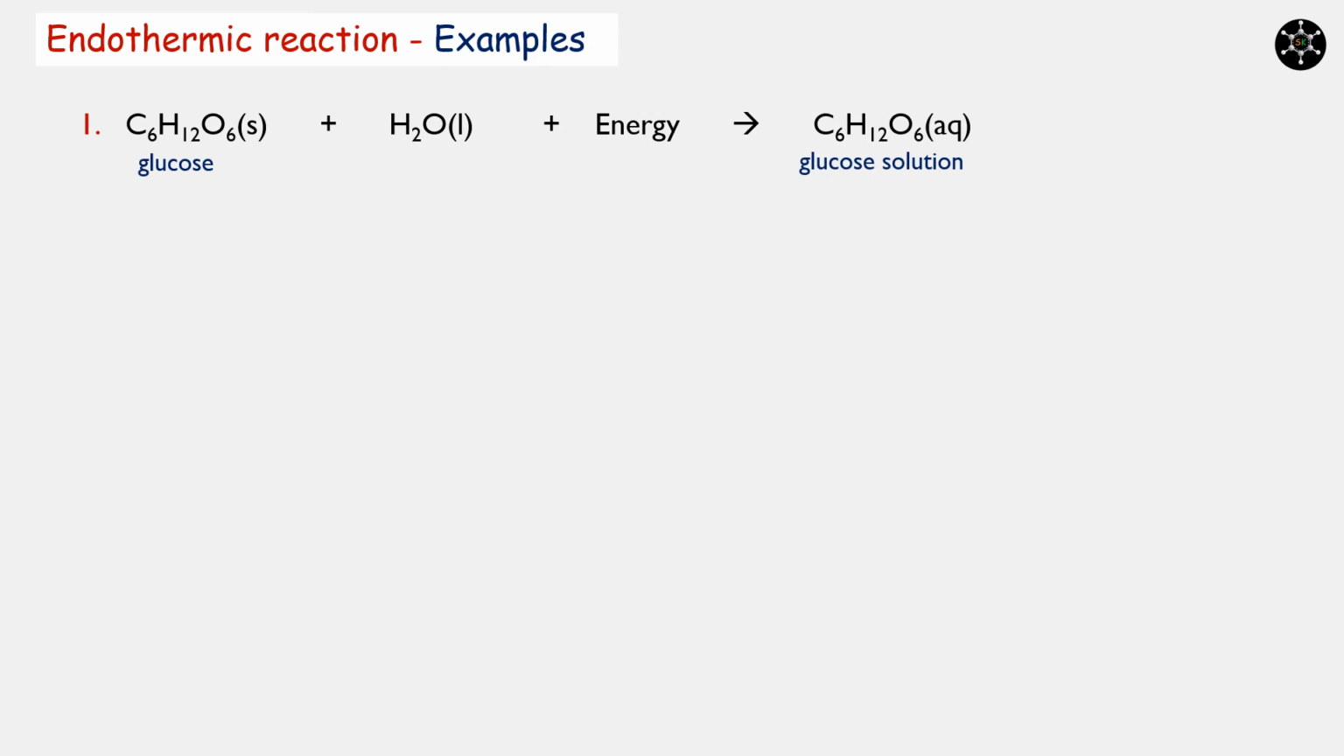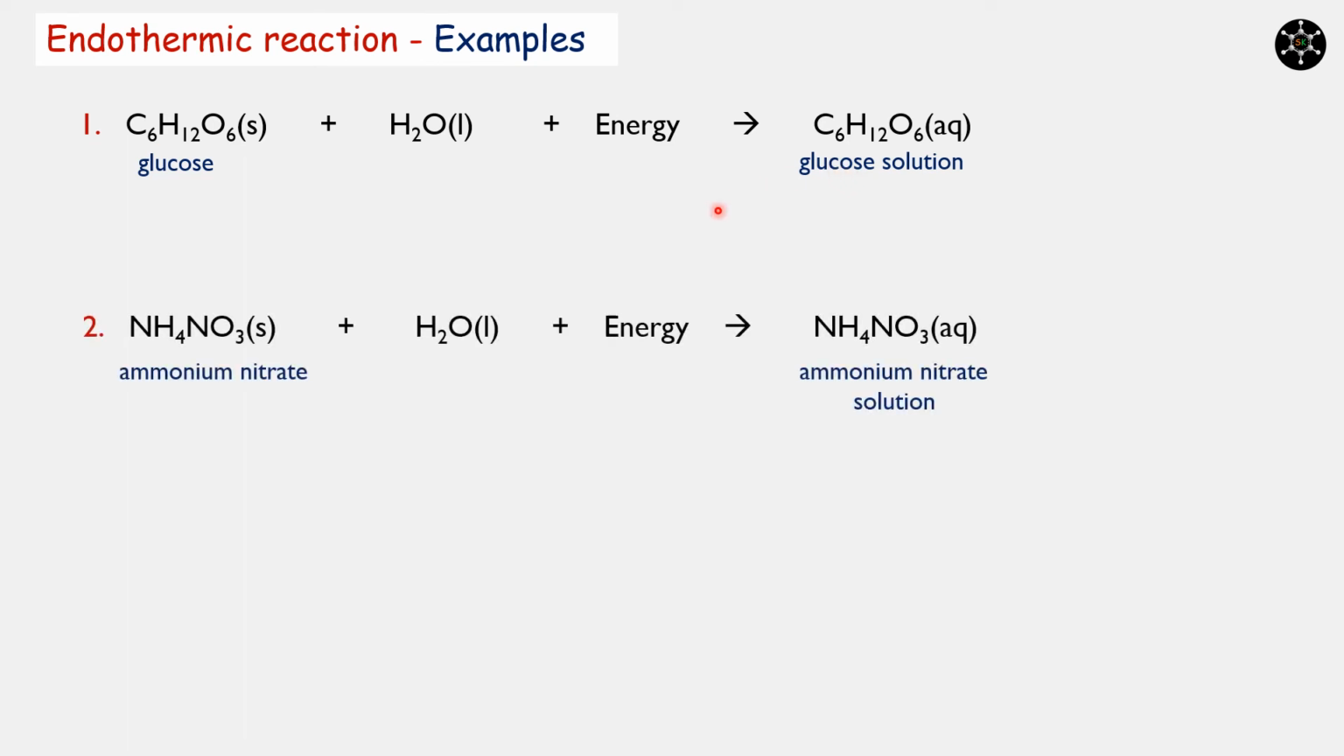Few examples under endothermic reaction. Dissolution of glucose in water, giving aqueous solution of glucose. All of us have experienced the cooling effect with this reaction at home. Another reaction is dissolution of ammonium nitrate in water, giving aqueous solution of ammonium nitrate. Even with this reaction, we can feel the cooling effect.